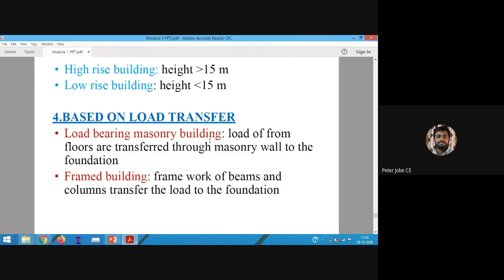Okay. So under which category does your home belong? Is it a load-bearing masonry building, or is it a framed building? I think it is a frame building. When was it constructed? I think it's something like 8 or 10 years ago. Okay. How did you know that it's a frame building? Have you seen the columns and beams? I don't know. I have.